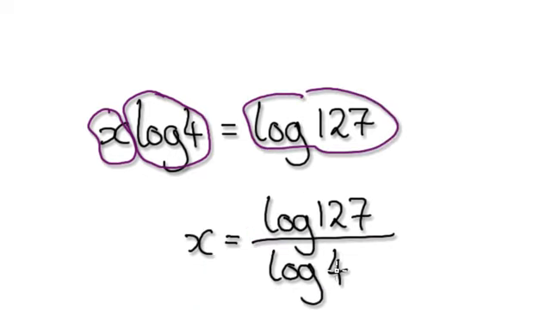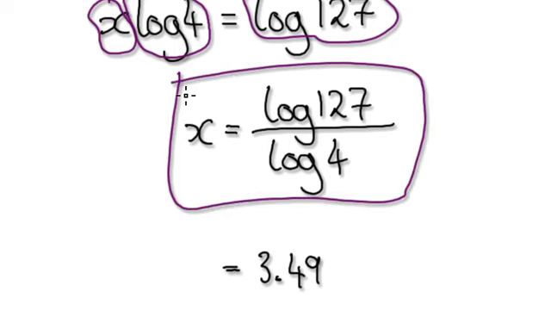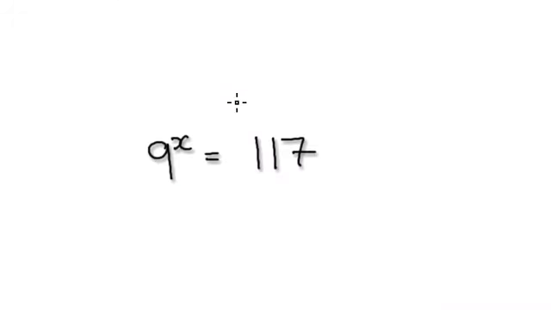So divide both sides by log 4. So that would then give you this. But just leave it as this. This is good enough. So x equals this thing here. Okay, so next one here.